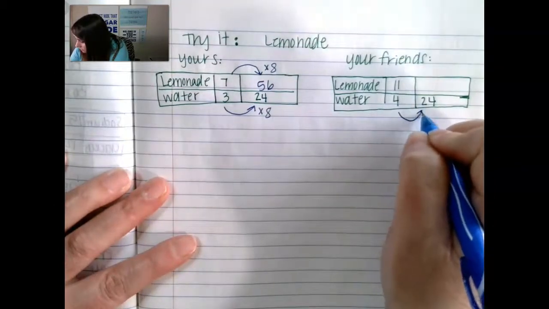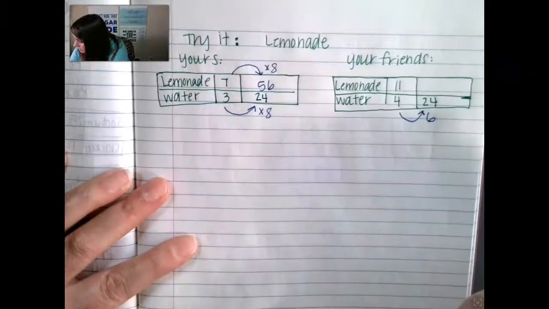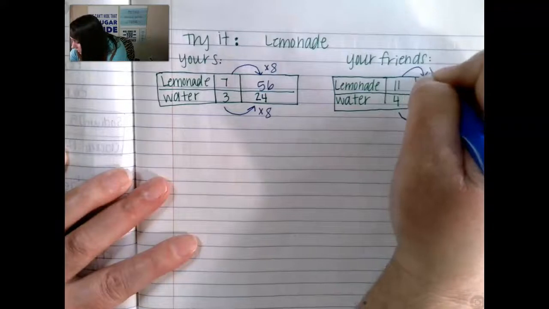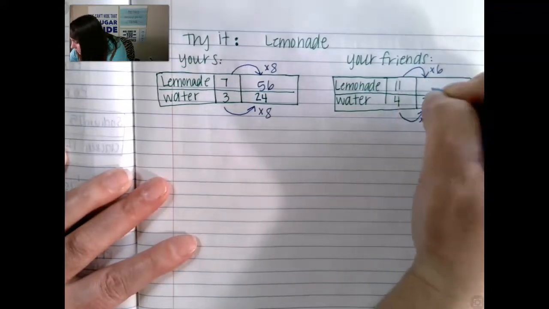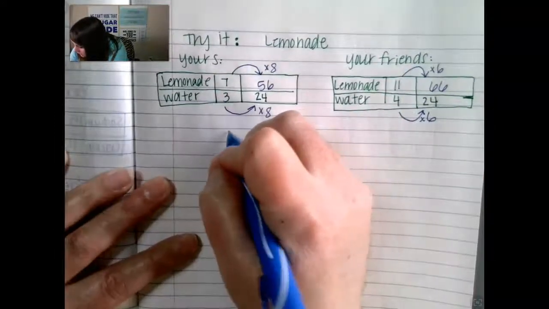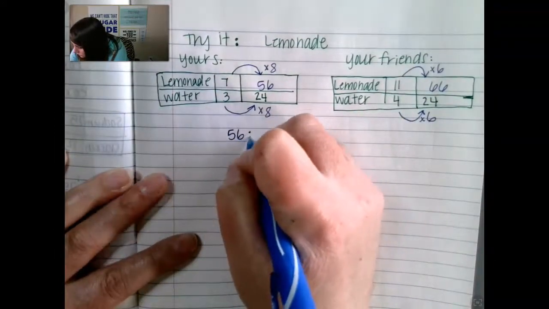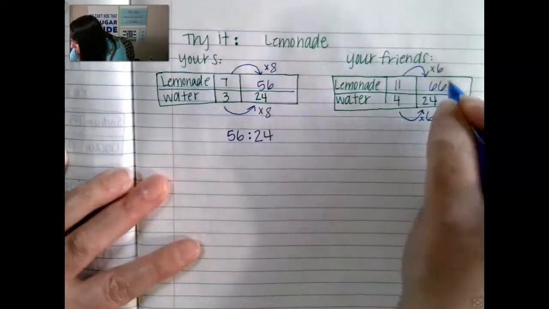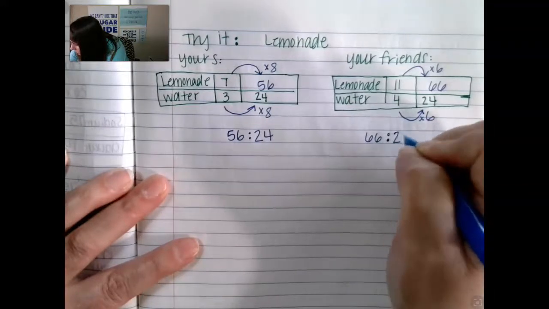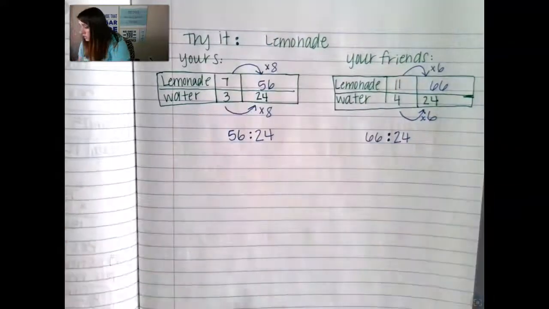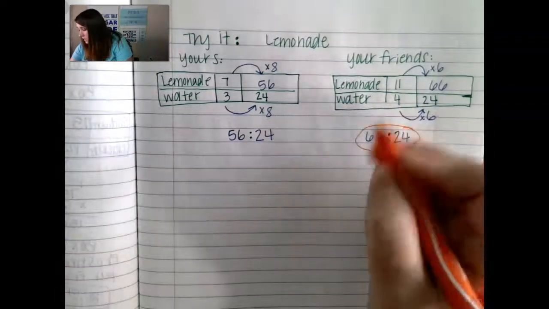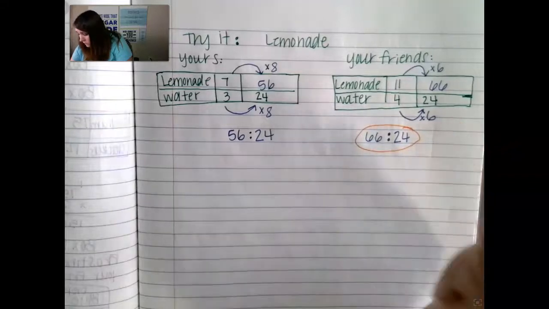4 times 6 is 24. So I need to multiply by 6 on the top. 11 times 6 gives me 66. So the ratio of lemonade to water is 56 to 24. Your friend's lemonade is 66 to 24. So the person who uses more lemonade is your friend because it's 66 for 24.